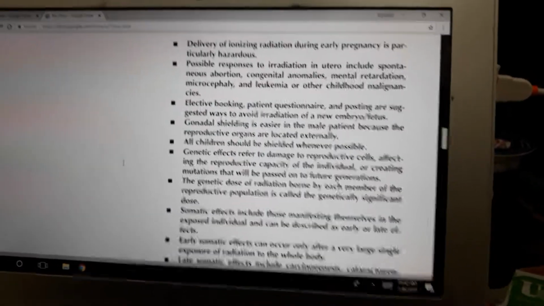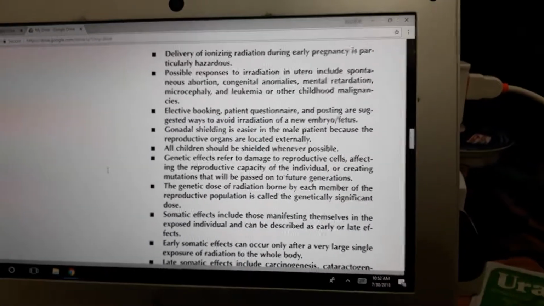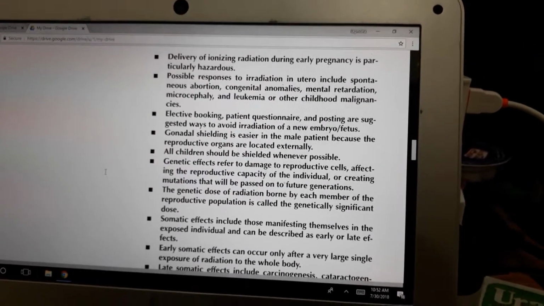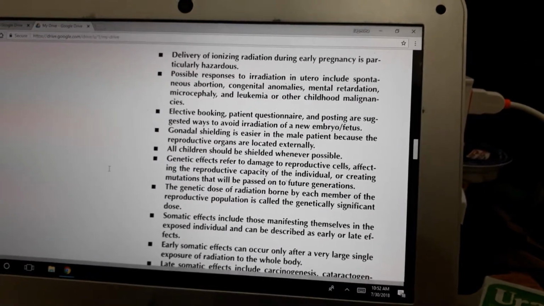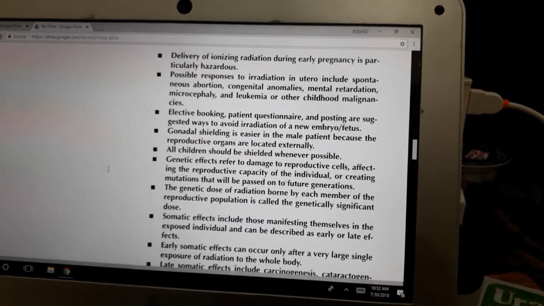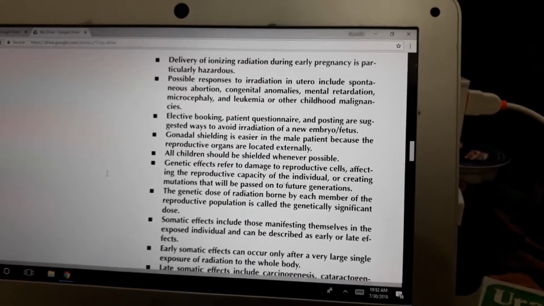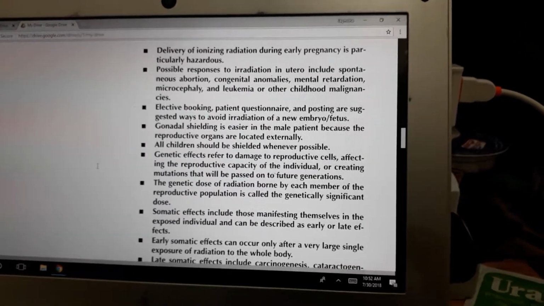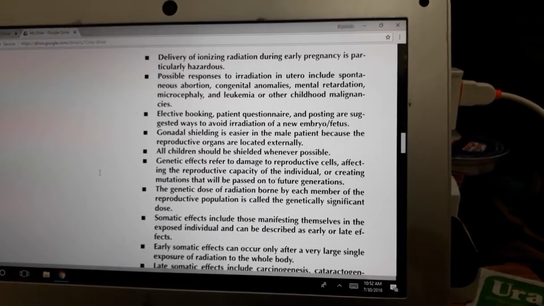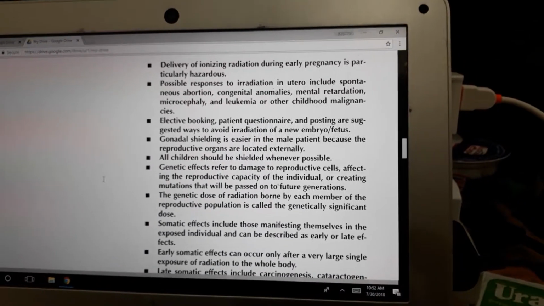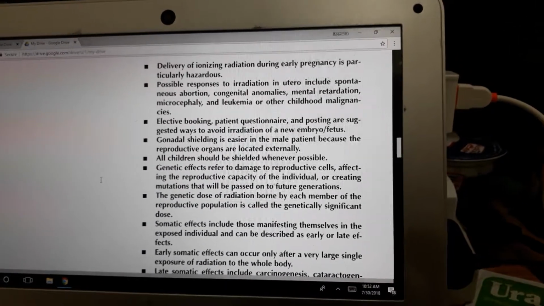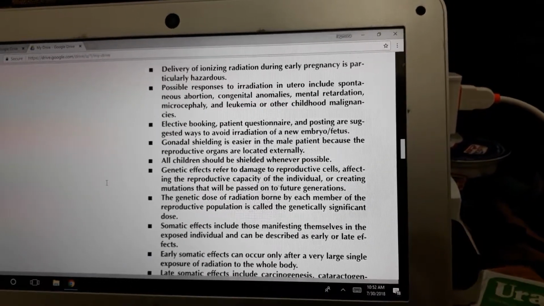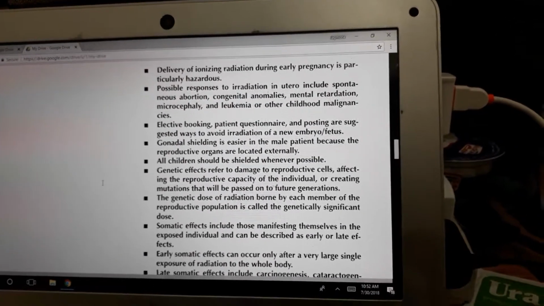Delivering ionizing radiation during early pregnancy is particularly hazardous. Possible responses to radiation in utero include spontaneous abortion, congenital abnormality, mental retardation, microcephaly, and leukemia and other childhood malignancies. Effective booking and patient questioning are the suggested ways to avoid irradiating the embryo or fetus.